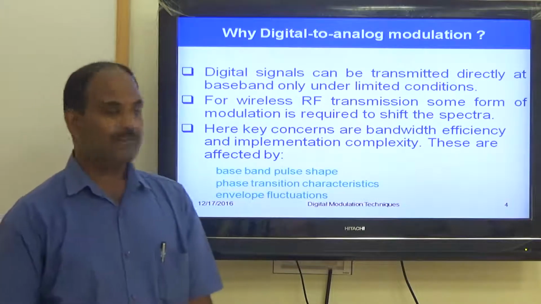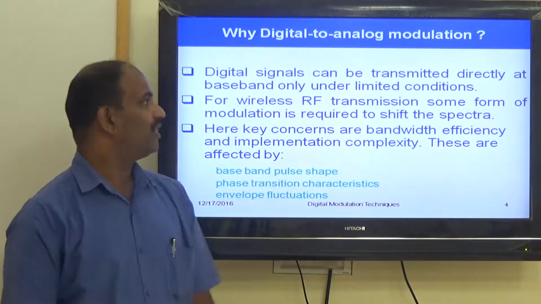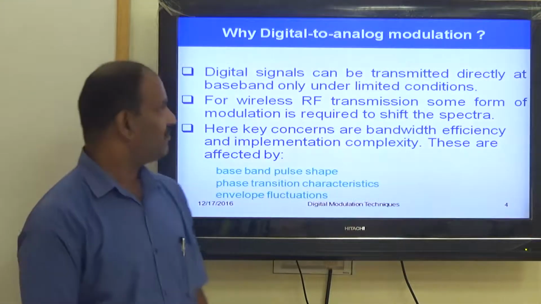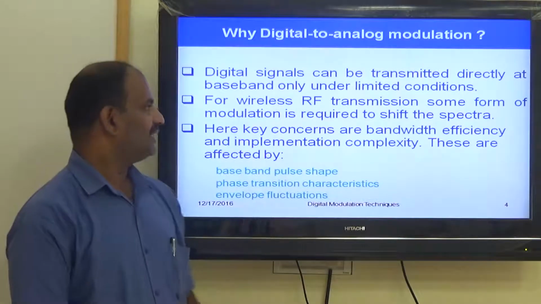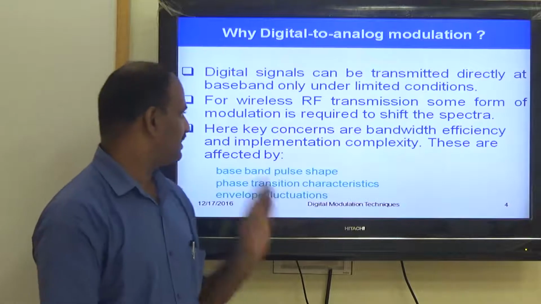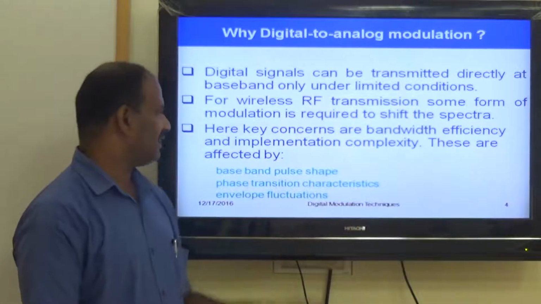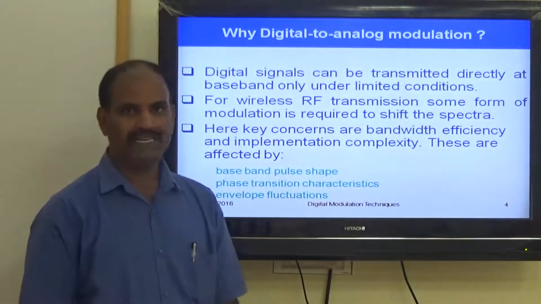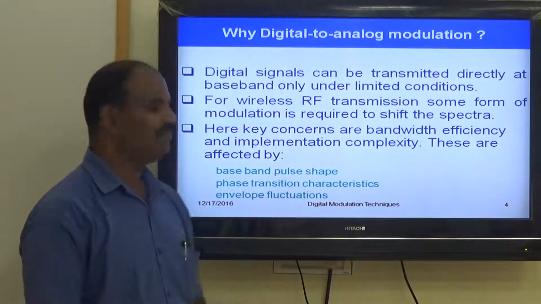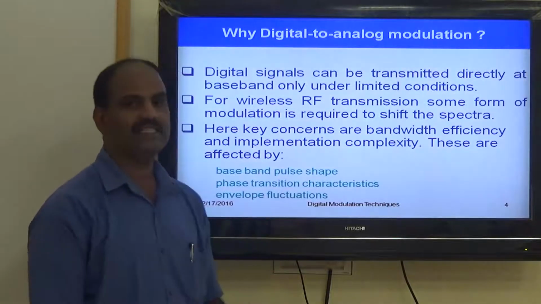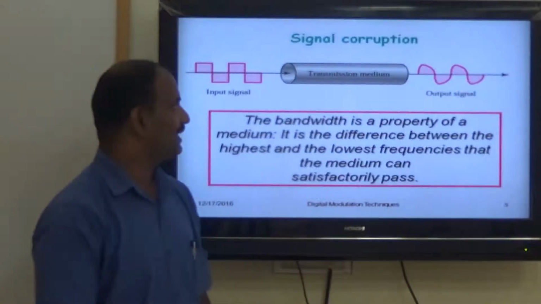So digital signals can be transmitted easily at baseband under limited conditions. For wireless RF transmission, some form of modulation is required to shift the spectra. And here the key concerns are bandwidth efficiency and implementation complexity. These are affected by baseband pulse shape, phase transition characteristics, and envelope fluctuation. So these are the main things which affect the efficiency and the complexity of digital modulation techniques.